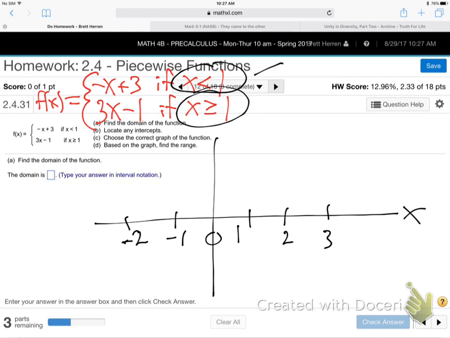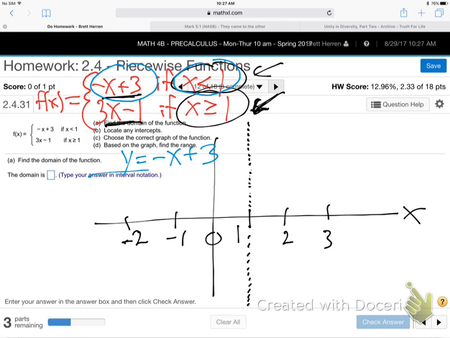If x values are less than 1, you plug into this function. If x values are greater than or equal to 1, you plug into that function. So I'm going to put that in as a dotted wall because it's not really part of the graph there, so it's just going to be a dotted line. That's telling me to break up the function into 2 zones. So over here on the left, for x less than 1, I'm going to plug into y equals negative x plus 3 in all this zone. Because that's all x less than 1 territory.